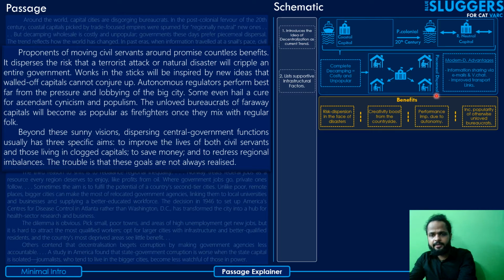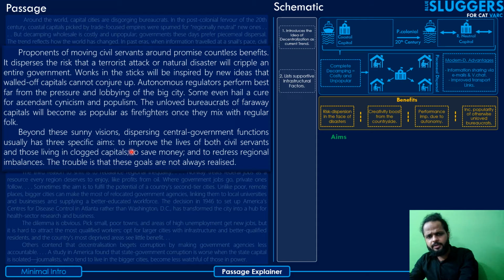Beyond these sunny visions, that is, beyond these benefits, dispersing central government functions usually has three specific aims. Dispersing central government functions means sending out. So when you're sending out the bureaucrats from the capital cities, you're in a way dispersing the central government functions, and this has usually three specific aims.